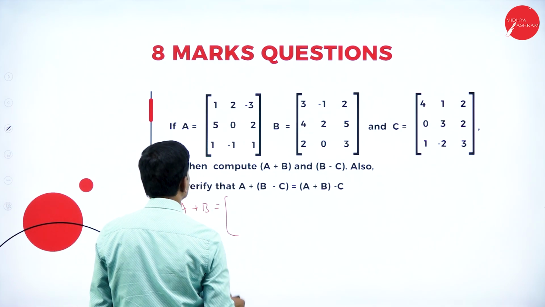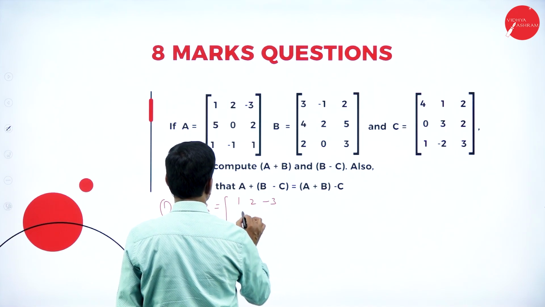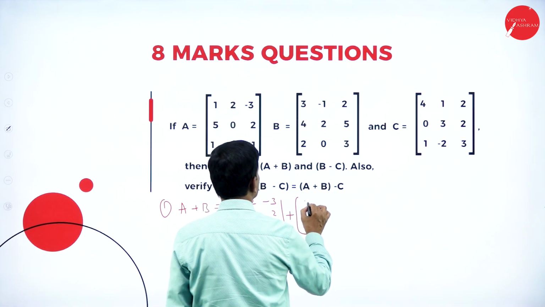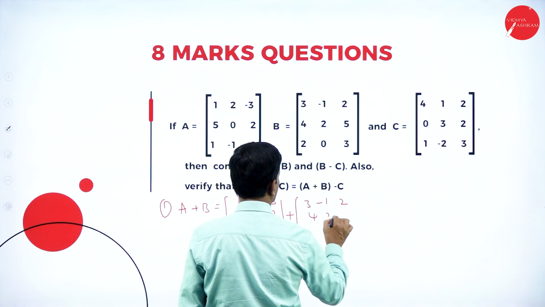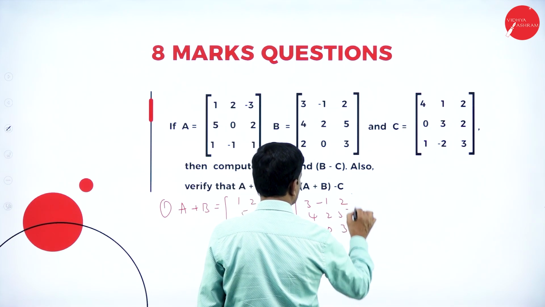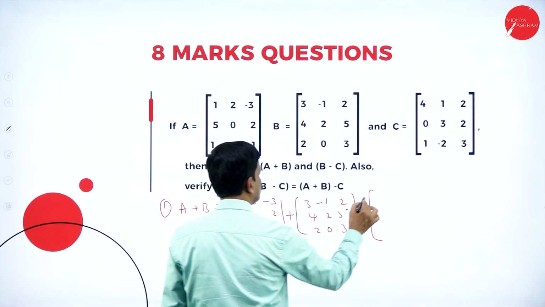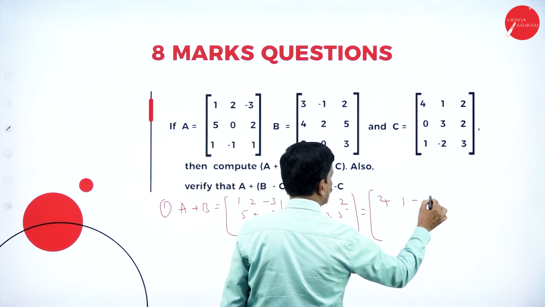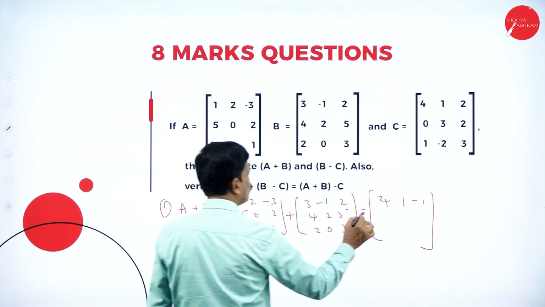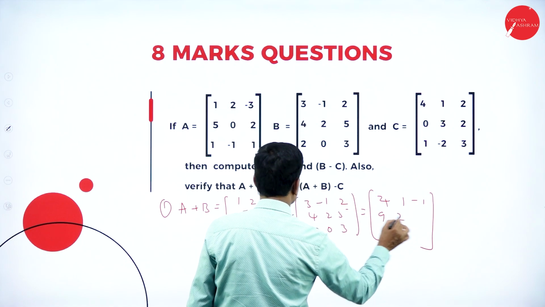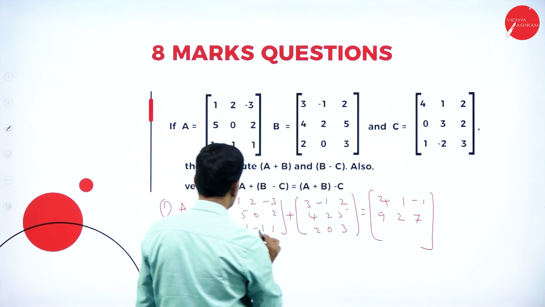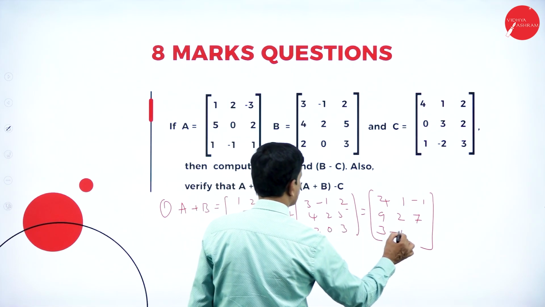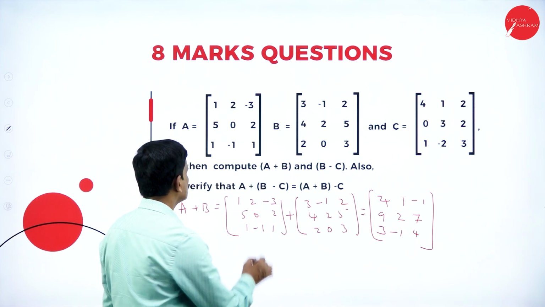Matrix A plus B. So, what is A? 1, 2, minus 3, 5, 0, 2, 1, minus 1, 1 plus B. What is B? 3, minus 1, 2, 4, 2, 5, 2, 0, 3. Add these corresponding elements. So, 1 plus 3 is 4, 2 minus 1 is 1, minus 3 plus 2 is minus 1, first row. Second row, 5 plus 4 is 9, 0 plus 2 is 2, 2 plus 5 is 7. Again, 1 plus 2 is 3, minus 1 plus 0 is minus 1, 1 plus 3 is 4. This is the first answer, A plus B.